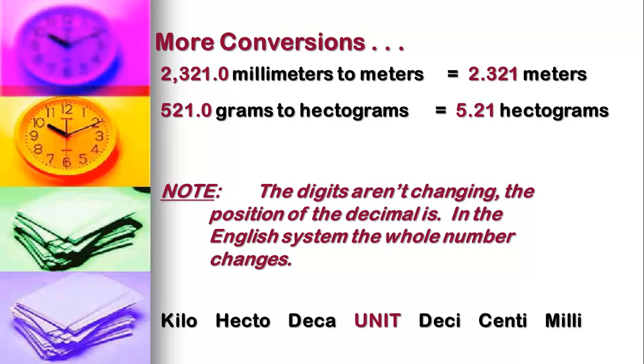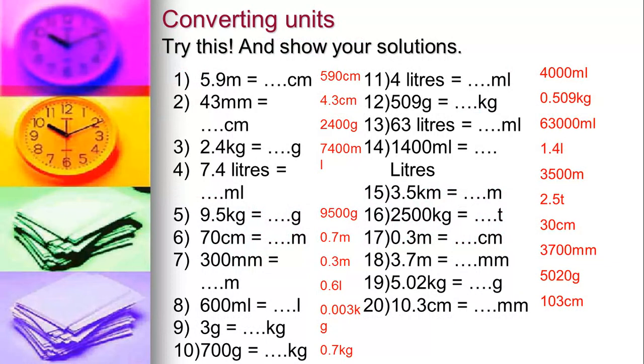So in the English system, the whole number changes. So, yun pagkakaiba ha. Kapag SI, hindi masyado, no? Kapag English kasi meron tayong conversion factor. Kaya nagbabago yung digits. So, halimbawa ito, may mga sagot na yan. Yung mga naka-red, yun yung sagot. Yung mga naka-black, yun yung tanong. And you can use this as example. Try this and show your solutions.